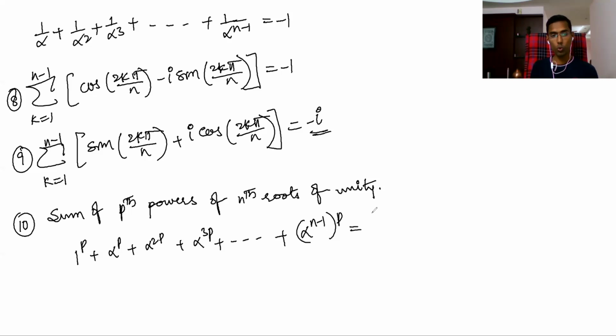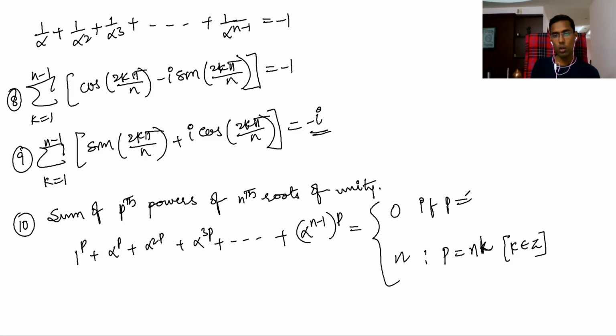But here, of course, depending on the case, we have two results. One is, if at all p is a multiple of n, that means p equal to nk, where k is any integer, then it's going to be n. It's going to be n. It is 0 if p is not a multiple of n.